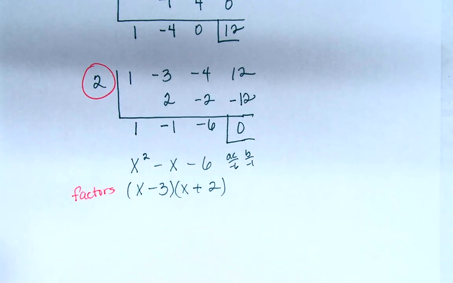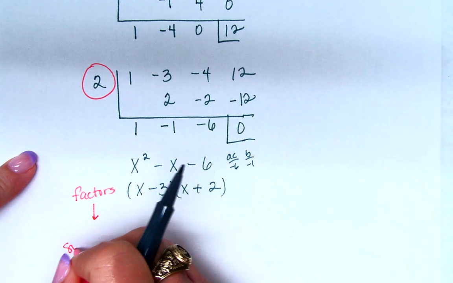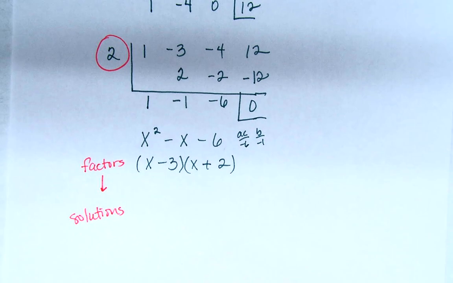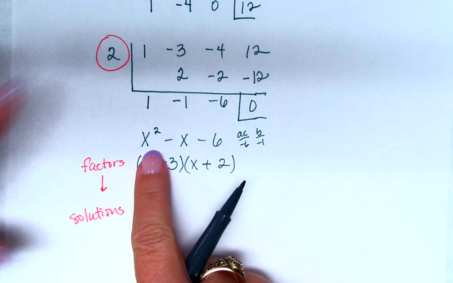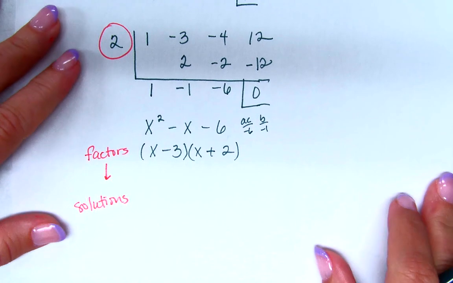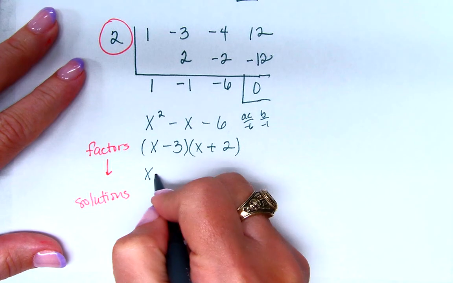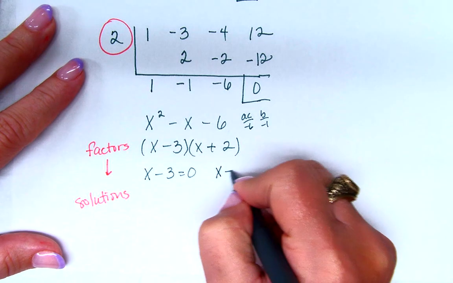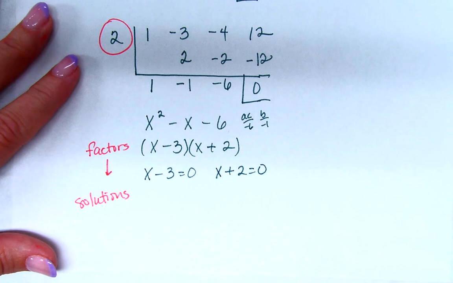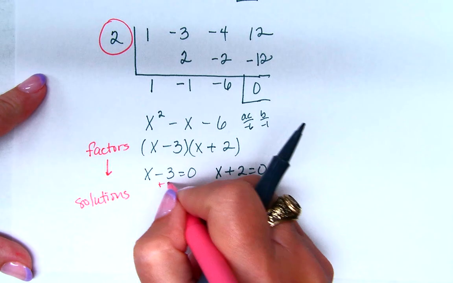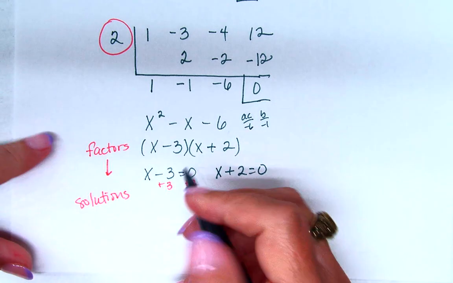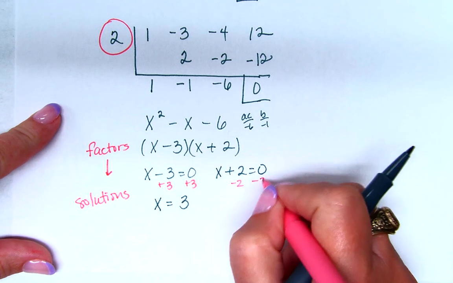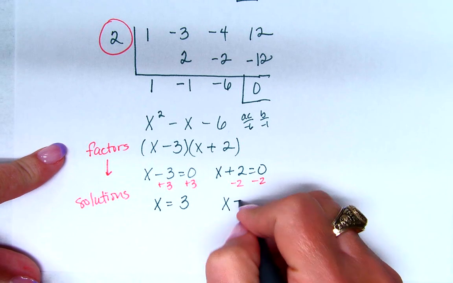How do I get from my factors to my solutions? I definitely don't want to distribute because that will take it back to right here. What do I want to do? Make them both equal to 0. So if I add 3 to both sides right here, I get x equals 3. And if I subtract 2 from both sides here, I get x equals negative 2.